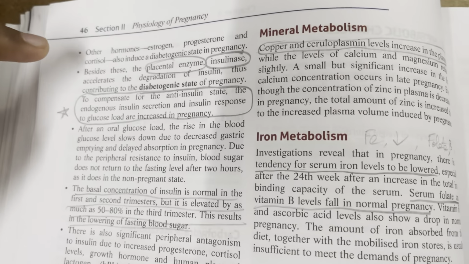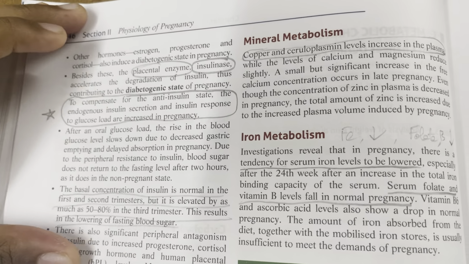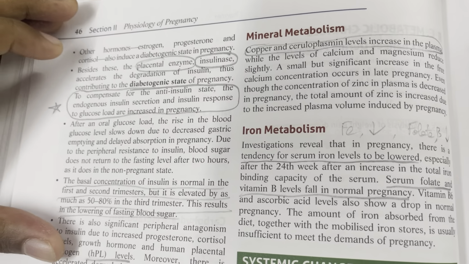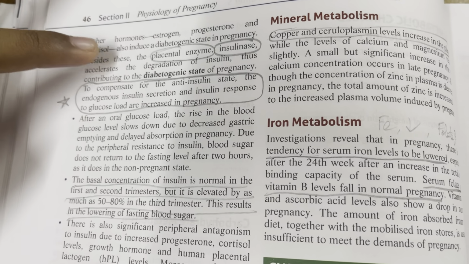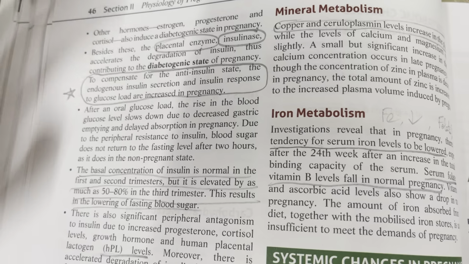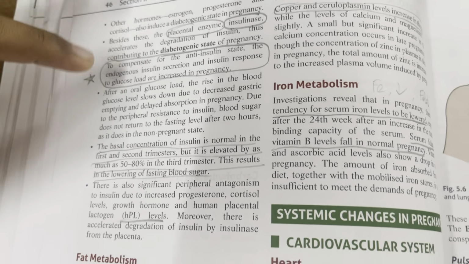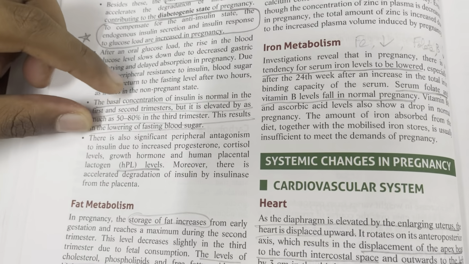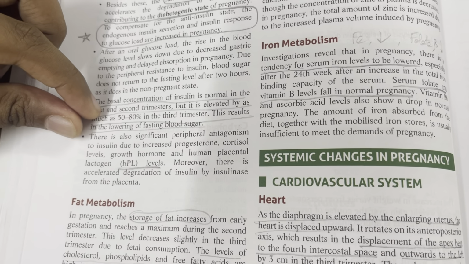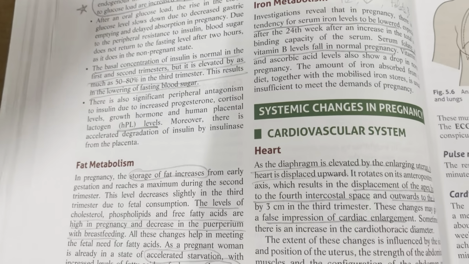Next, you also have insulinase, which starts degrading the action of insulin. So that also contributes to the diabetogenic state of pregnancy. To compensate for the anti-insulin state because of insulinase, the insulin secretion is also increased in pregnancy. Then the basal concentration of insulin is normal in the first and second trimesters, but it increases in the third trimester.